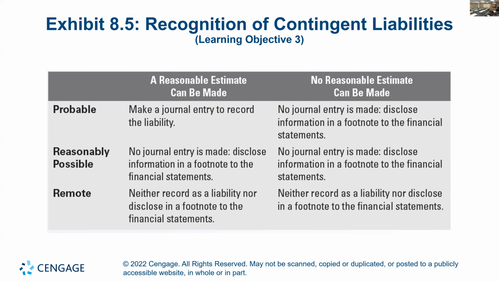Now, if it's remote, that is the third category, we can basically just ignore that. We do not need to record it or put it into the notes. So those are your three ways to classify contingencies. Is it probable, reasonably possible, or remote? Know those and know how they are differently reported. Probable is recorded, reasonably possible goes in the notes, remote is ignored.